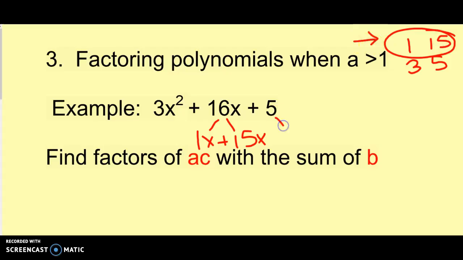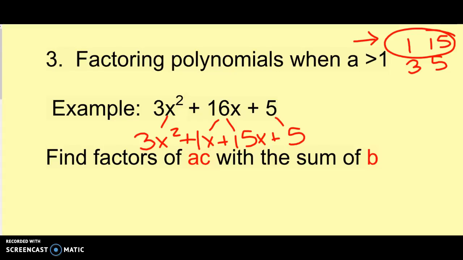Then we bring down our 3x squared, and we're going to add that, and then we're going to add our 5. So now we have 4 terms. We've got 3x squared, 1x, 15x, and we've got 5. I just underlined them so you could see them.